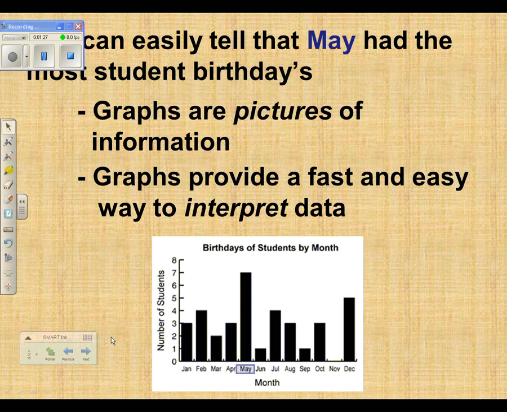Graphs are pictures. They are pictures or visual aids that provide us with information. They are a fast or easy way to interpret data. So we will use graphs often throughout the course of this year in science to analyze and extrapolate information from.